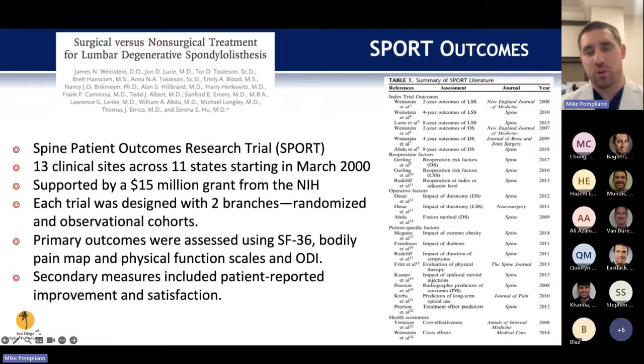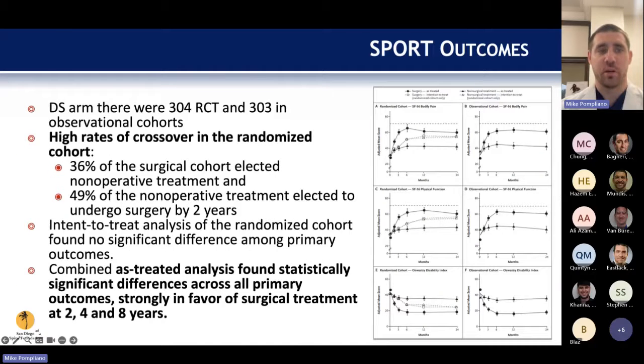So getting into the SPORT trial, which is very important for this topic, it's 13 clinical sites, heavily funded by the NIH, each trial with two different branches, randomized and observational cohorts, primary outcomes assessed using the SF-36, bodily pain and physical function scales, and ODI, as well as secondary measures including patient reported improvement and satisfaction. In this degenerative spondylolisthesis arm, there's 304 randomized control and 303 observational cohorts.